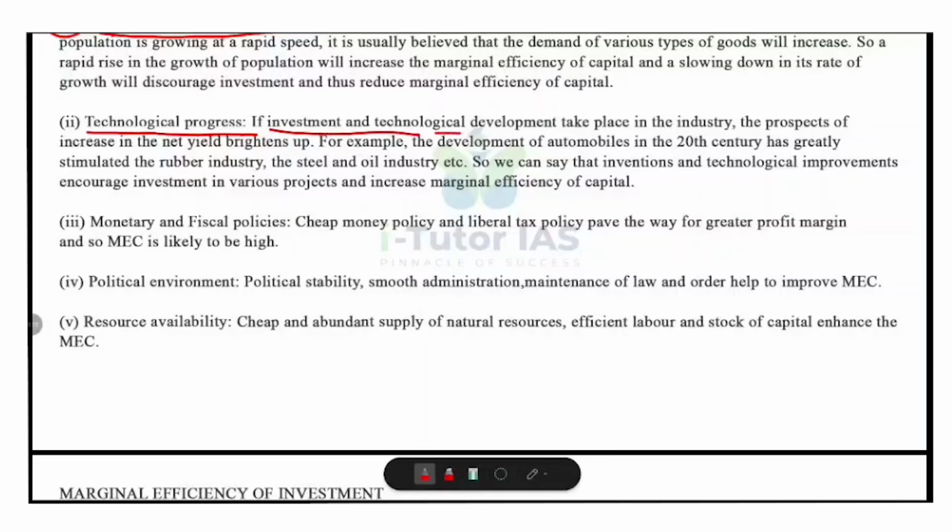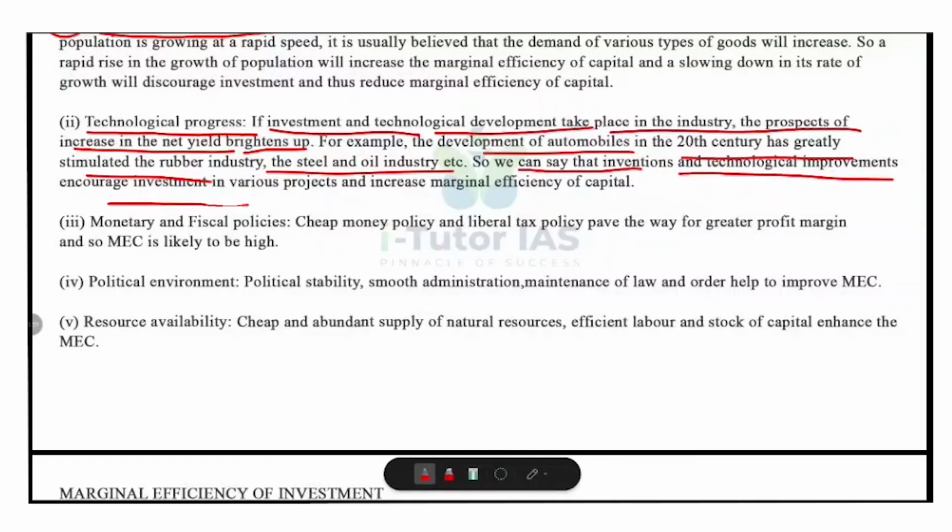If investment and technological development take place in the industry, the prospect of increase in the net yield brightens up. For example, the development of automobiles in the 20th century has greatly stimulated the rubber industry, the steel and oil industry, etc. So we can say that inventions and technological improvements encourage investment in various projects and increase marginal efficiency of capital. Hope it is clear for you.